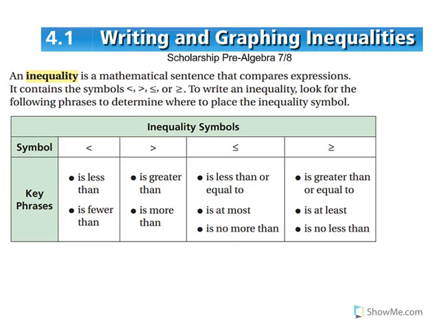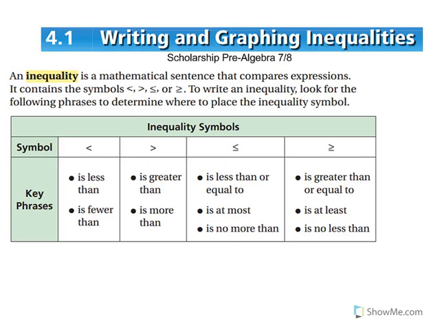So our first section of Chapter 4, we're going to be dealing with writing and graphing inequalities. In inequality, we've learned about equations. As you know, an equation would be when you have one expression equals another expression. It could be a numerical or an algebraic expression, like 3 plus 4 equals 7, or x minus 2 equals 5. Those are equations. Well, in inequality, the prefix in means not equal. So an inequality is a mathematical sentence that compares expressions. It contains less than sign, greater than sign, less than or equal to, greater than or equal to.